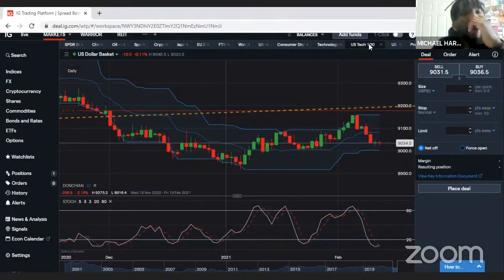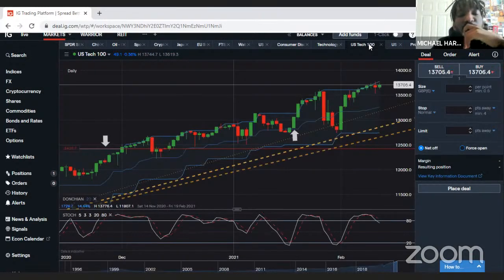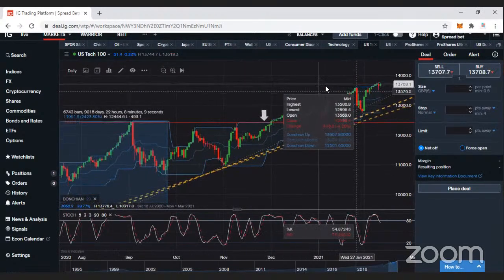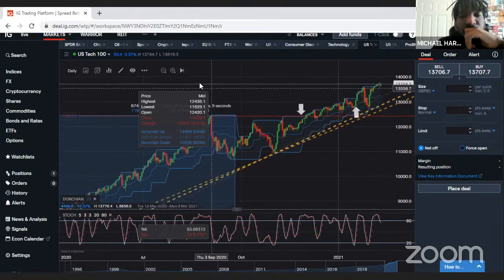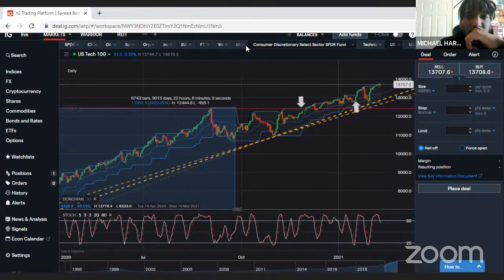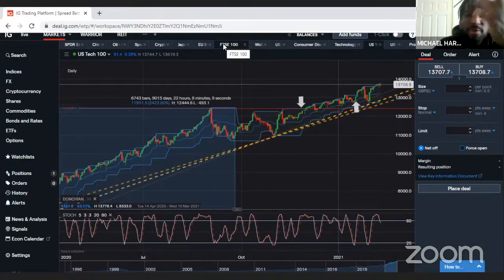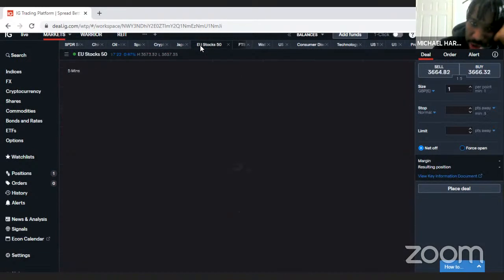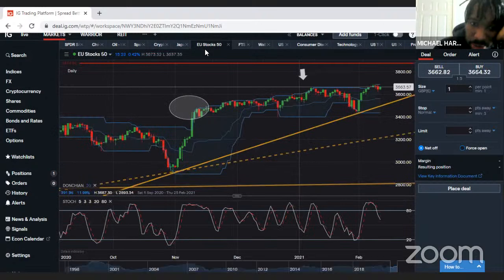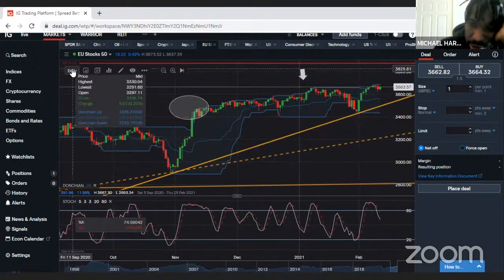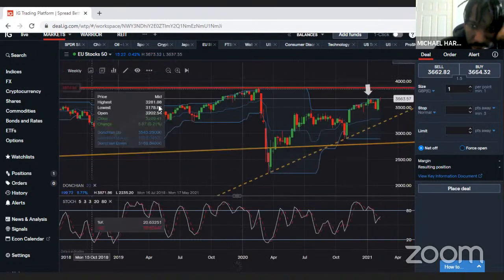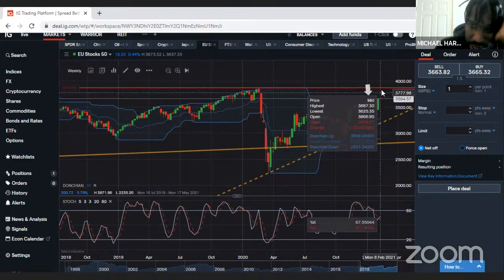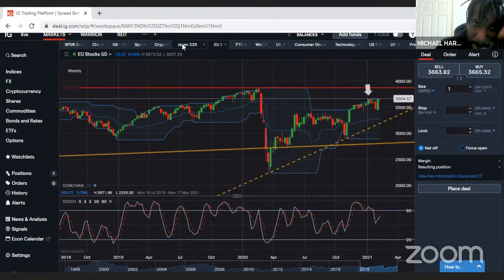Let's just have a look at the US. Okay. Do I even want to check FTSE? I'll check it for the sake of checking it. Yeah, there we go. Looked at it. EU. Let's have a look at this on the weekly. That's progressively making a slight higher high. It's getting closer to this point here. Japan.